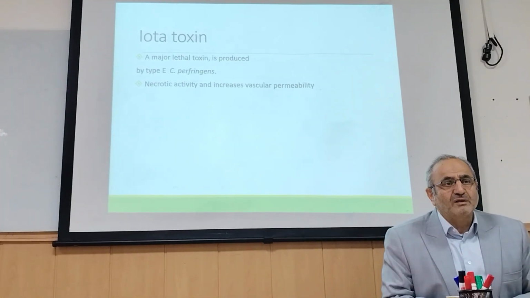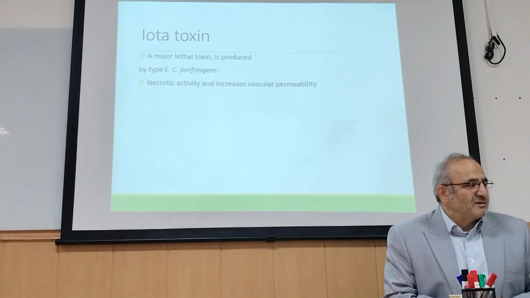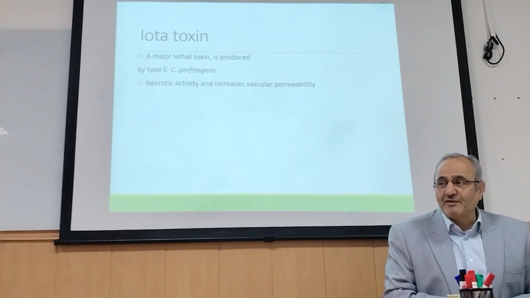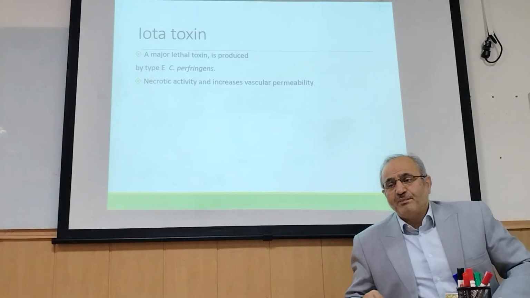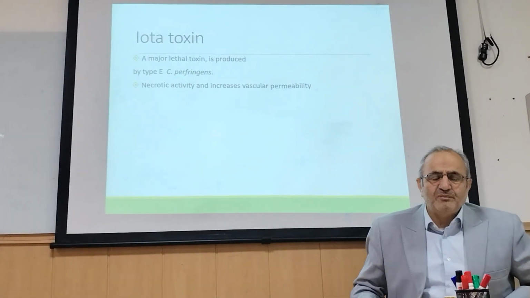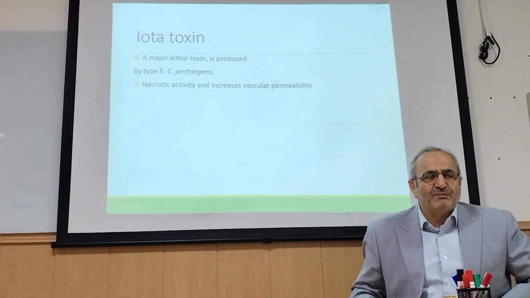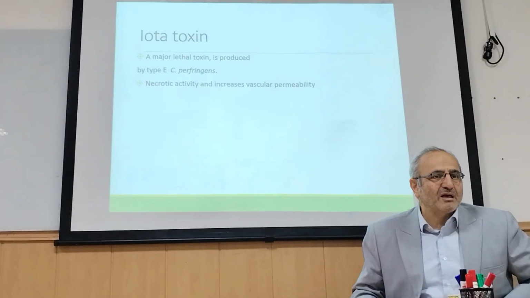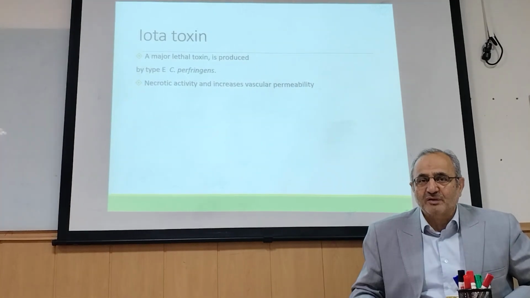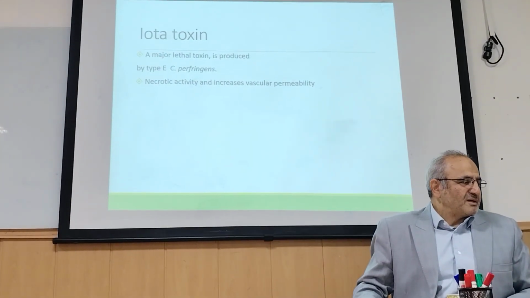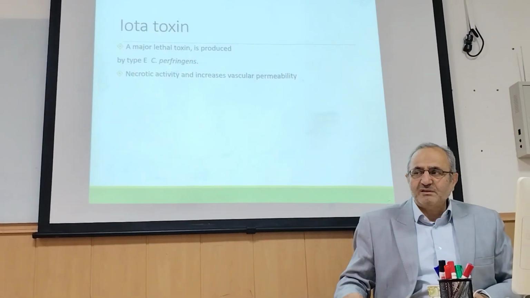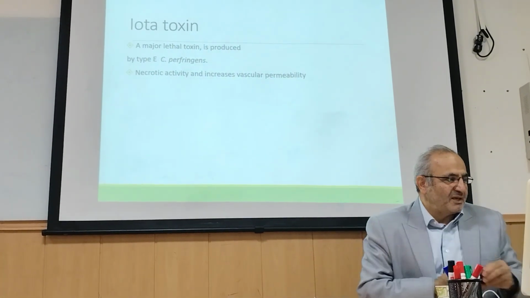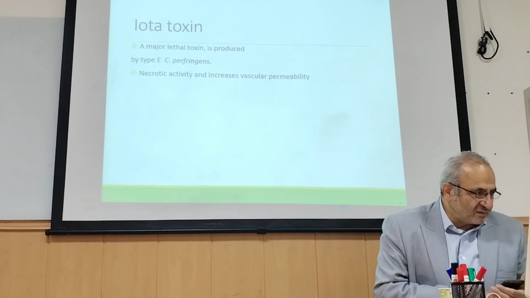Iota toxin, we talked about lethal toxin. Which type is producing this? Type E. Not all of them produce iota toxin. Clostridium perfringens and Clostridium botulinum are microorganisms that are used for production of biological weapons, and also by bioterrorism. So what is the activity of iota toxin? Increased vascular permeability. Okay, necrotic activity and increased vascular permeability.